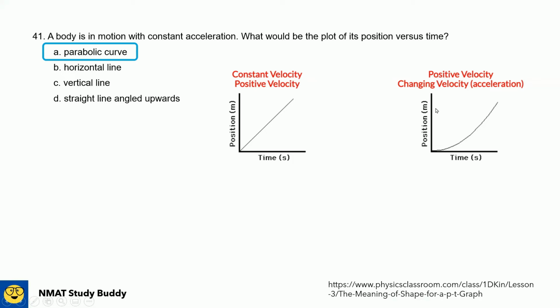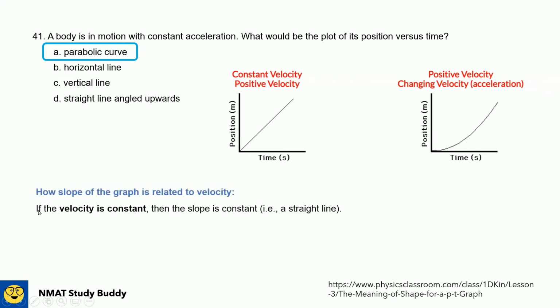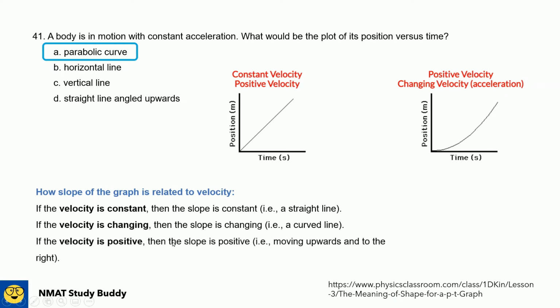When the object slows down, or has negative acceleration, the curve goes downward like this. This means that as time passes, the distance it travels gets shorter. So let me repeat: if the velocity is constant, then the slope is constant like this one, a straight line. And if the velocity is changing, then the slope is also changing, a curved line. And when the velocity is positive, then the slope is positive, moving upwards to the right, like this one.